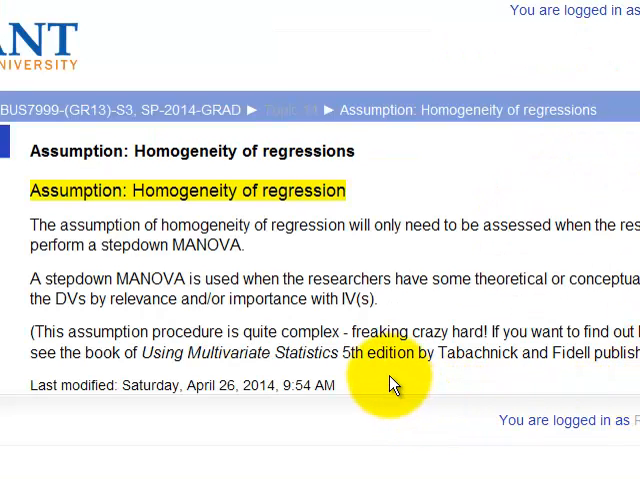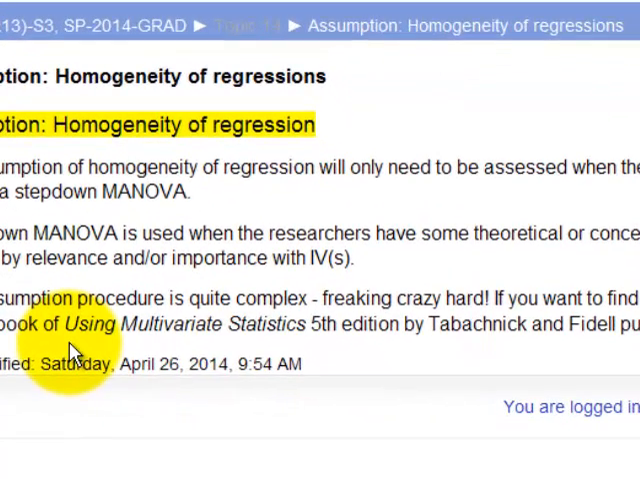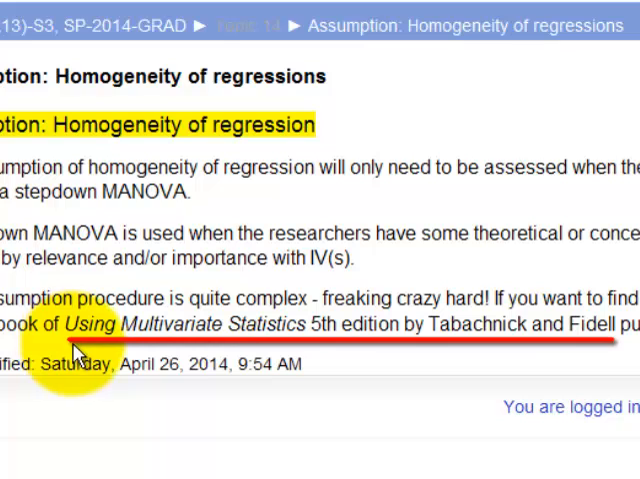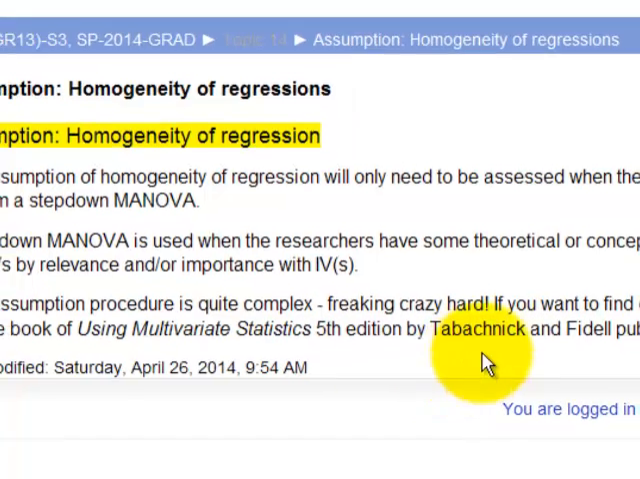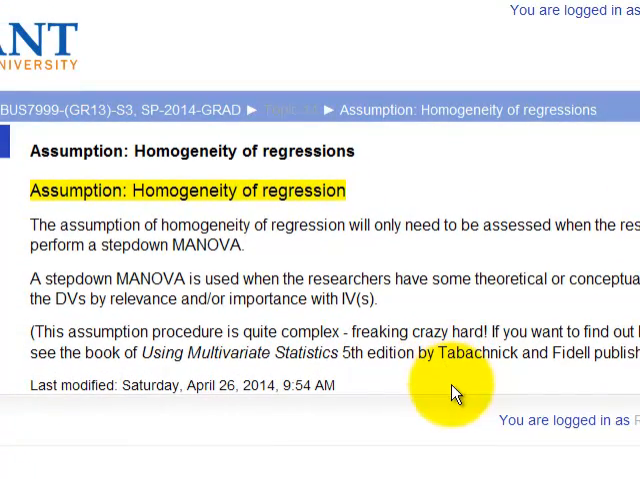But because it is such a difficult thing, we're going to refer you to a book. It goes over homogeneity of regression between the DVs, in Using Multivariate Statistics, 5th or 6th edition, by Tabachnick. Tabachnick is a very popular name in statistics, okay?